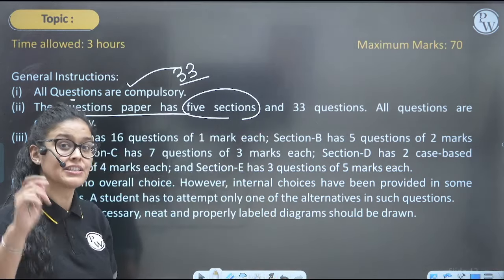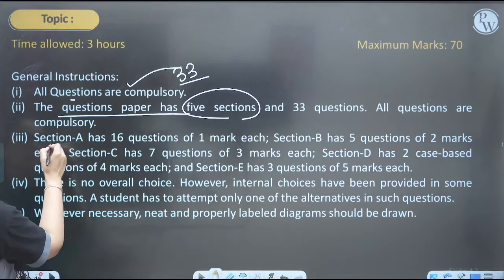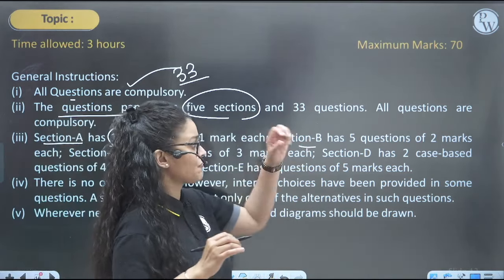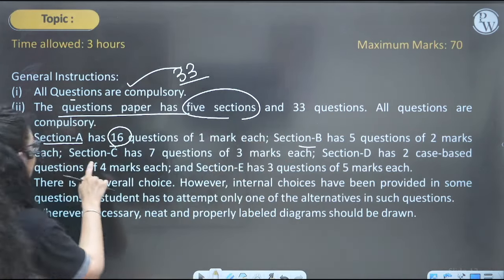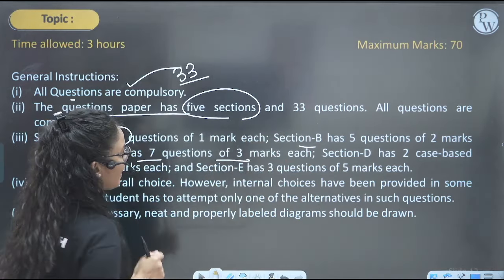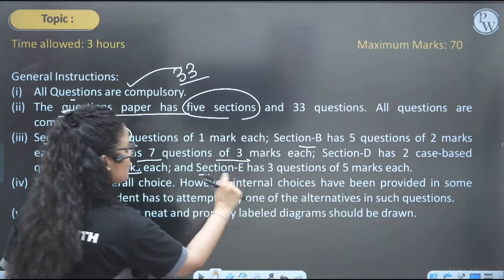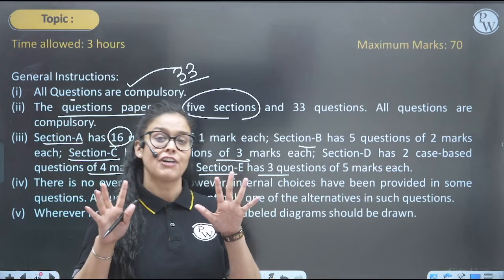And all 33 are compulsory. So section A has 16 questions, 1 mark each. Section B has 5 questions, 2 marks each. Section C has 7 questions, 3 marks each. D has 2 case-based study questions, 4 marks each. And section E has 3 questions of 5 marks each.